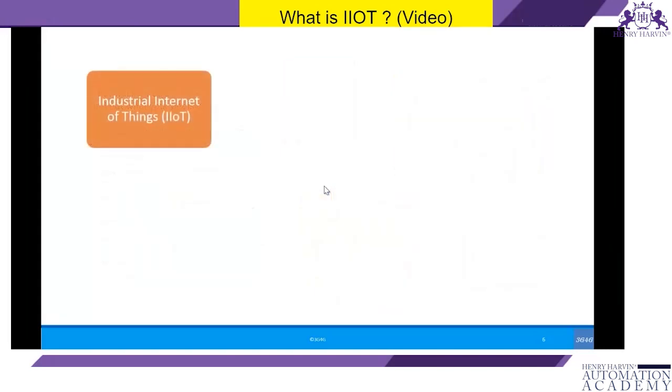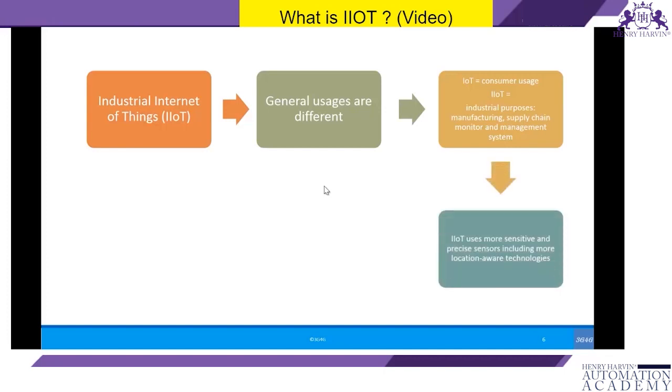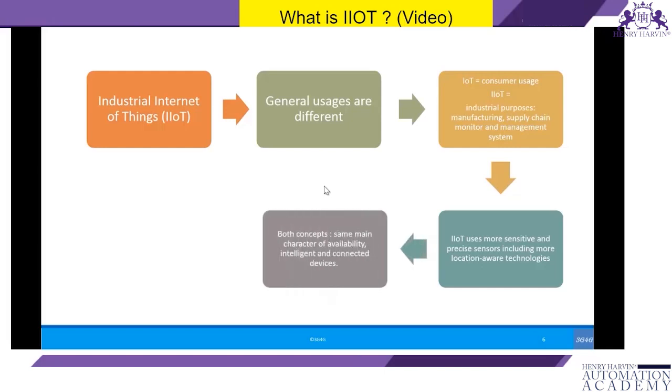Regarding the Industrial Internet of Things, the only difference between IoT and IIoT is their general usage. While IoT is most commonly for consumer usage, IIoT is used for industrial purposes such as manufacturing, supply chain monitoring, and management systems. IIoT uses more sensitive and precise sensors, including more location-aware technologies on the supply chain side, with sophisticated advanced controls and analytics.